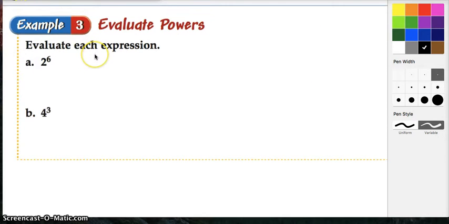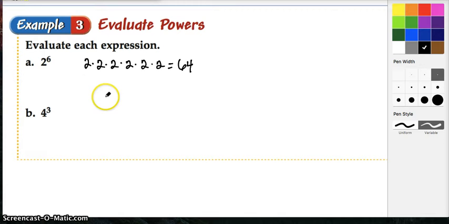Here in example 3, we are being asked to evaluate each expression. Remember earlier we said evaluate means to give the numerical answer of something, so that's what we need to do. We know that this power, this exponent 6, means to multiply 2 by itself 6 times. So I'm multiplying 2 times 2 times 2 times 2 times 2 times 2. And what I'm going to do is get the answer. When I multiply 2 times 2, I get 4. Times another 2 is 8. 8 times another 2 is 16. 16 times another 2 is 32. 32 times another 2 is 64. So my answer is 64.